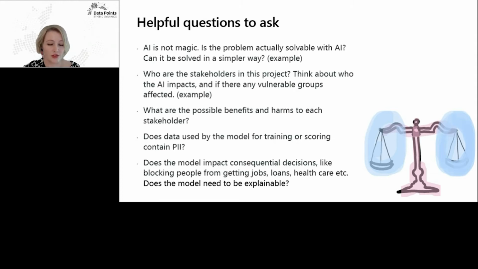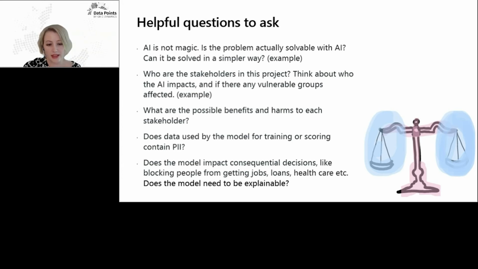We ask if the data used in training or scoring contains PII, personally identifiable information, and if this is really necessary. Do we really need things like people's names to train a model? And if we do, then we really have to take into account privacy and security considerations. We ask, does this model impact consequential decisions, like blocking people from getting jobs or loans or healthcare? Any of these are sensitive use cases that would need special consideration.